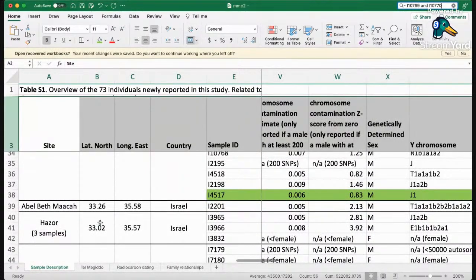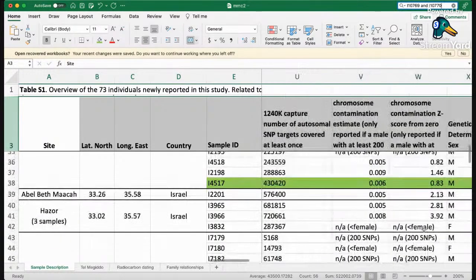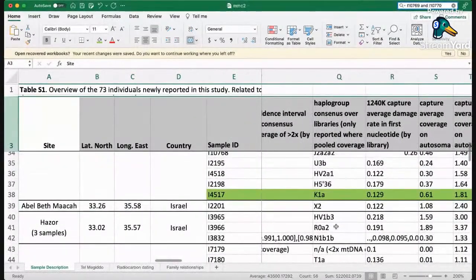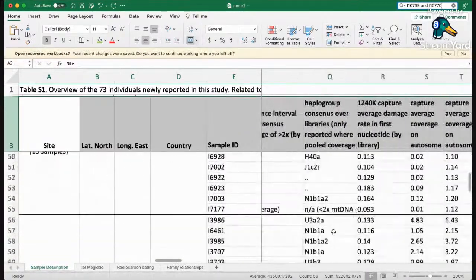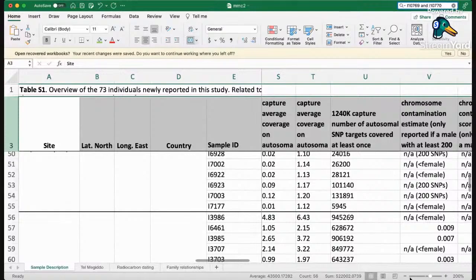If we go to Hazor, Israel, we see haplogroup J1a2b, and an individual carrying E1b1b1b2a1, just like the non-Semitic Hurrian two brothers above. Let's go over to see what their maternal is. So that haplogroup J, the maternal side, carried HV1b3, while the E1b1b carried maternal R0a2.